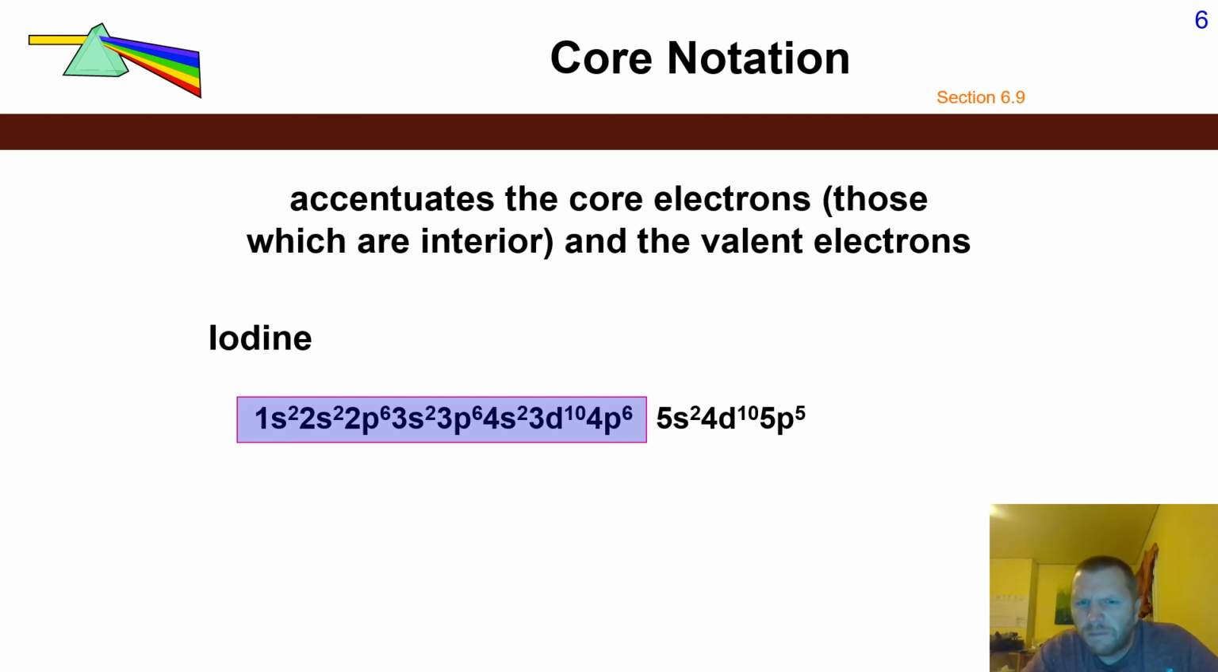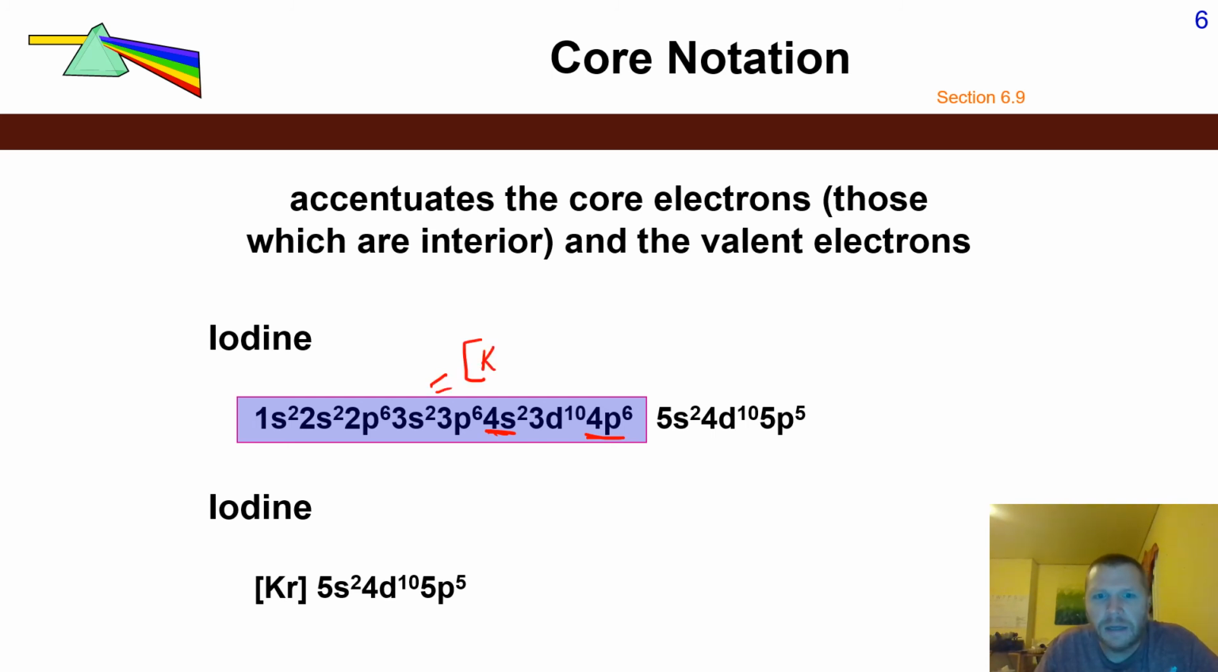If you look at that, I'm going to highlight or underline 4s2, 4p6. Well, that electron configuration is the same as that of krypton. So this right here is the same as writing bracketed Kr, because this is basically the electronic makeup of krypton, and anything that follows that, 5s2, 4d10, 5p5, is unique to iodine.